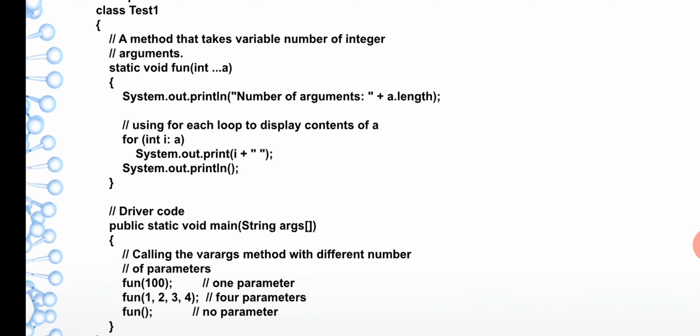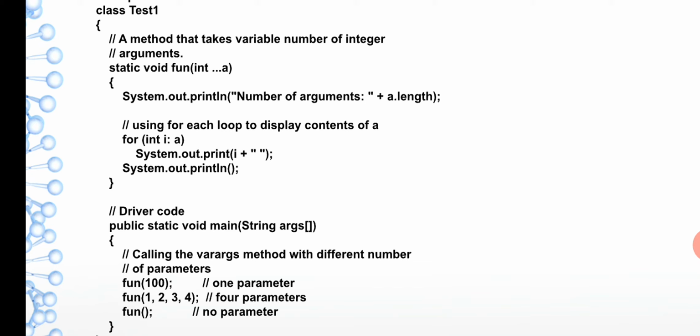So what you are doing: you are passing 100 to fun, and in the second line you are passing 1, 2, 3, 4 to fun. In the last line you are not passing anything; again you are calling fun. So the first example has 1 parameter, the second has 4 parameters, and the third has no parameters. With the same method name, you are passing 3 different sets of values.